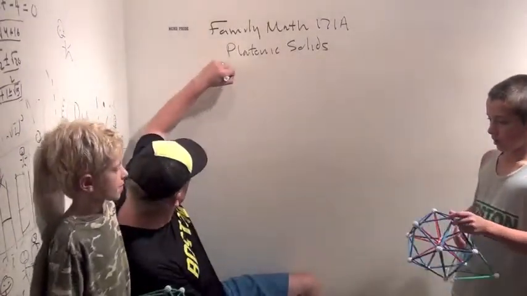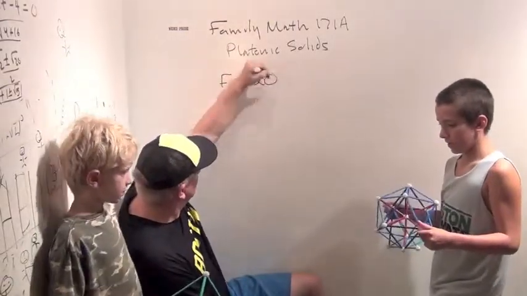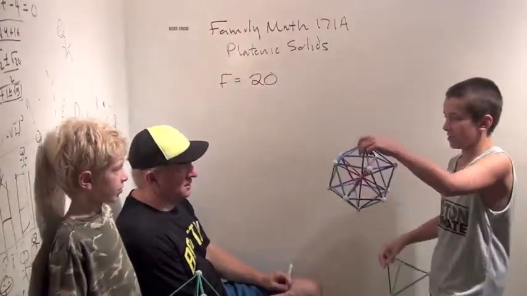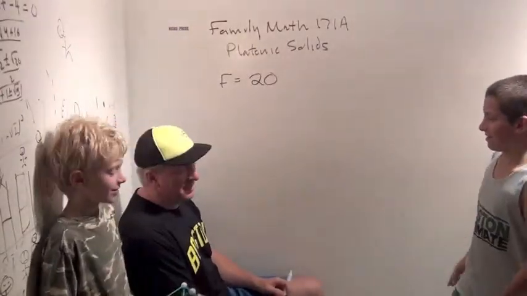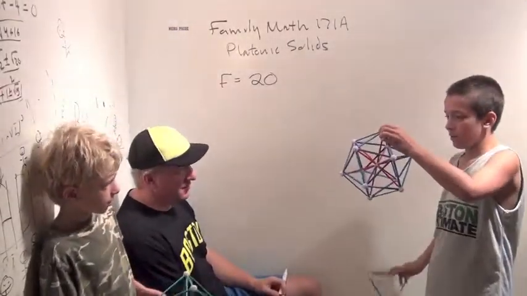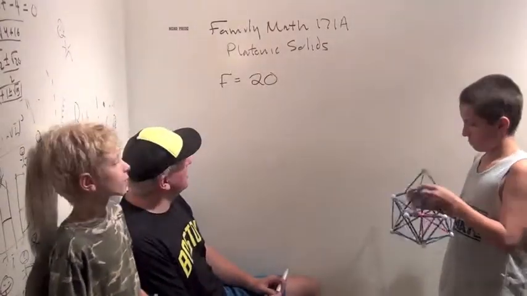How many faces does it have? Well, it's 20. Okay. How do you know that? Because the Dungeons and Dragons die shaped like this is called the D20. That seems like a pretty good reason. Okay. What's another way you could know that it has 20? Well, you could count them. You could count them. All right, so 20 faces.